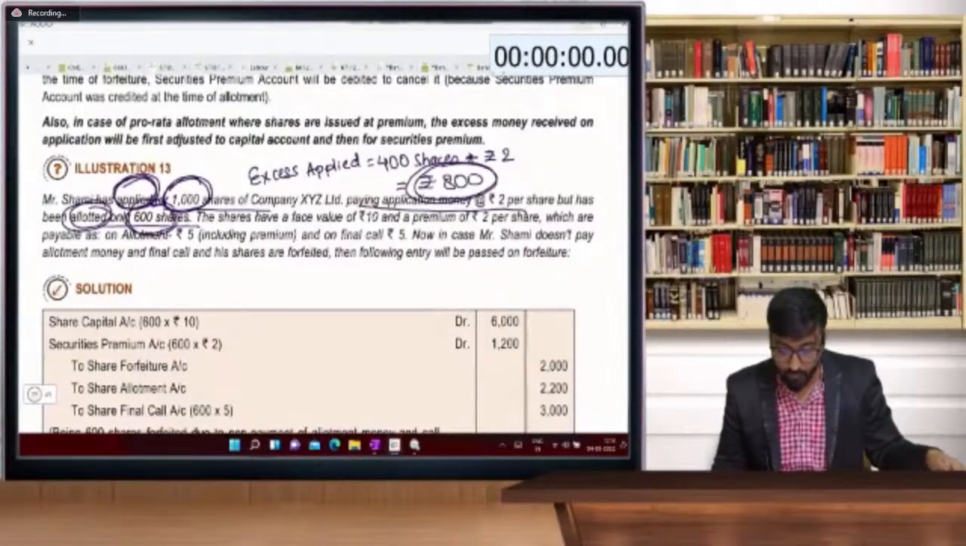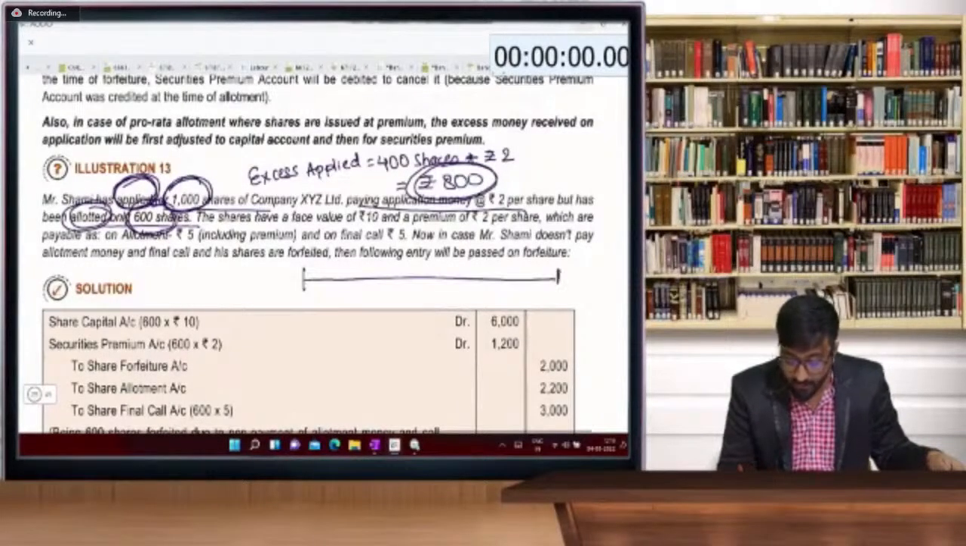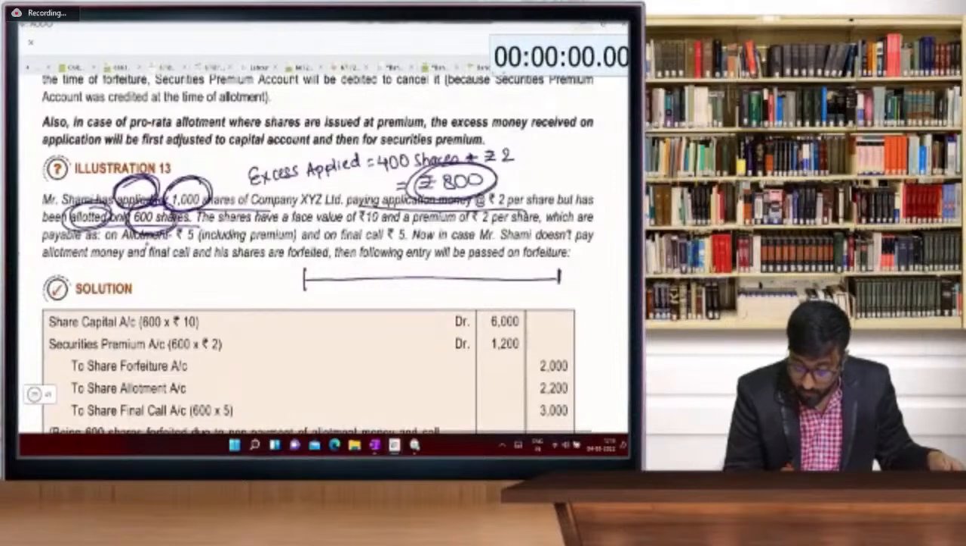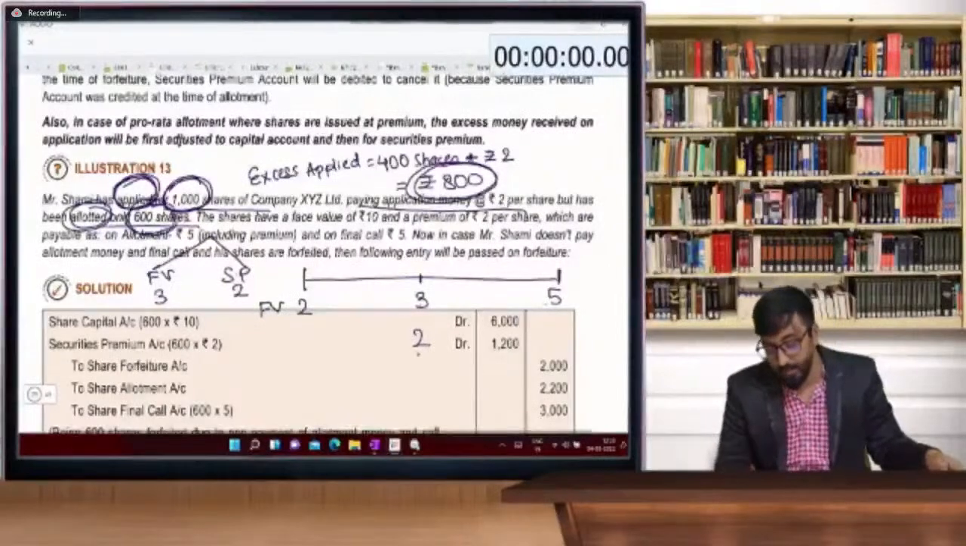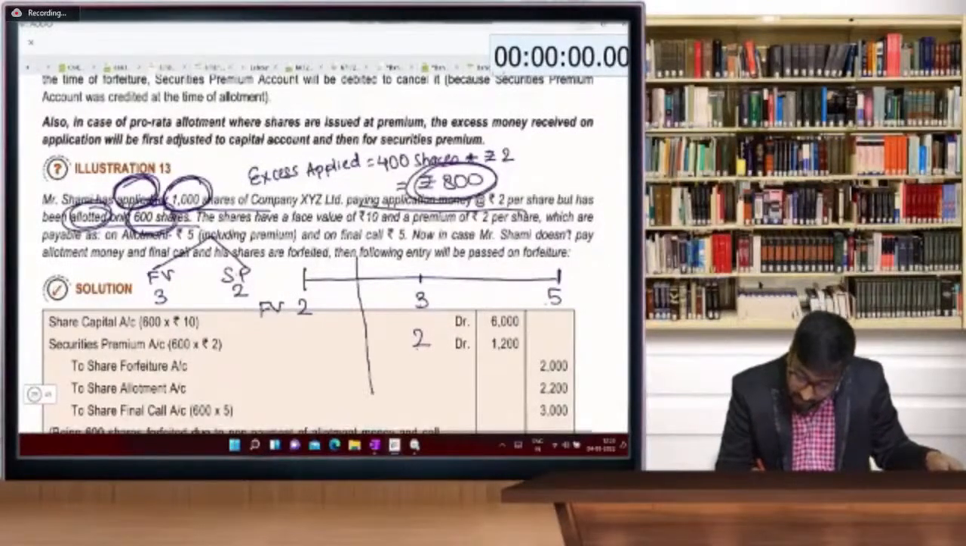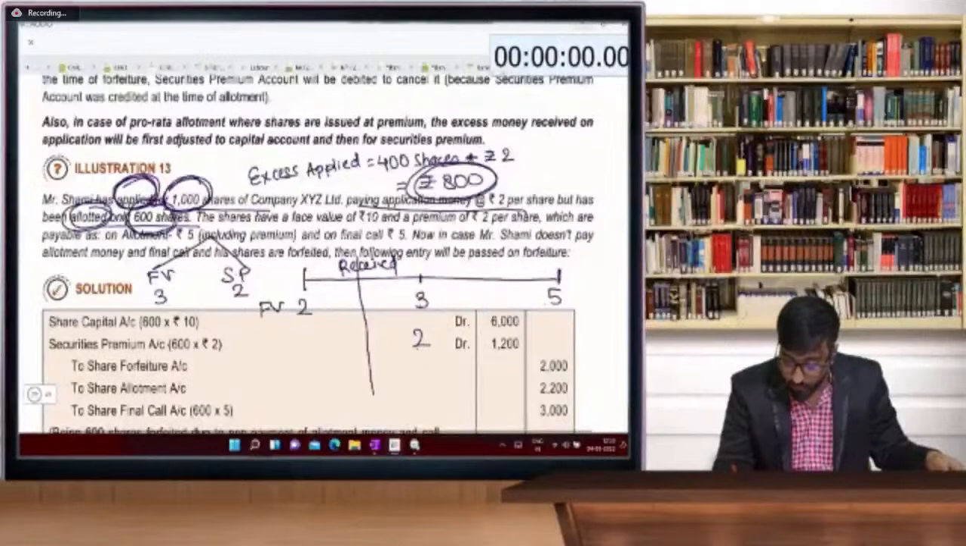Wait. The shares have face value of 10, premium 2. On application 2. Allotment, now bifurcate allotment: security premium is 2, so face value is 3, so we will bifurcate 3 and 2, and final call 5. So see the face value total: 2 plus 3 plus 5, 10, and this is 2. He has paid, received rupees 2 and call and forfeited.